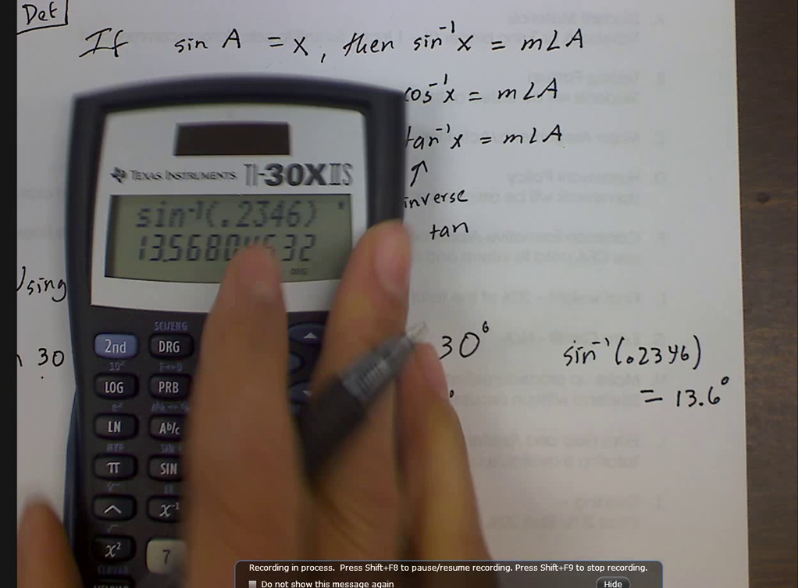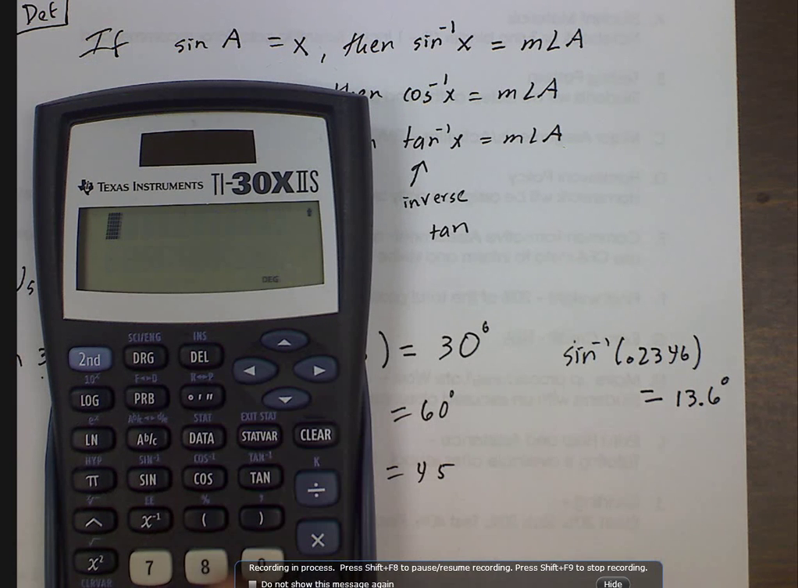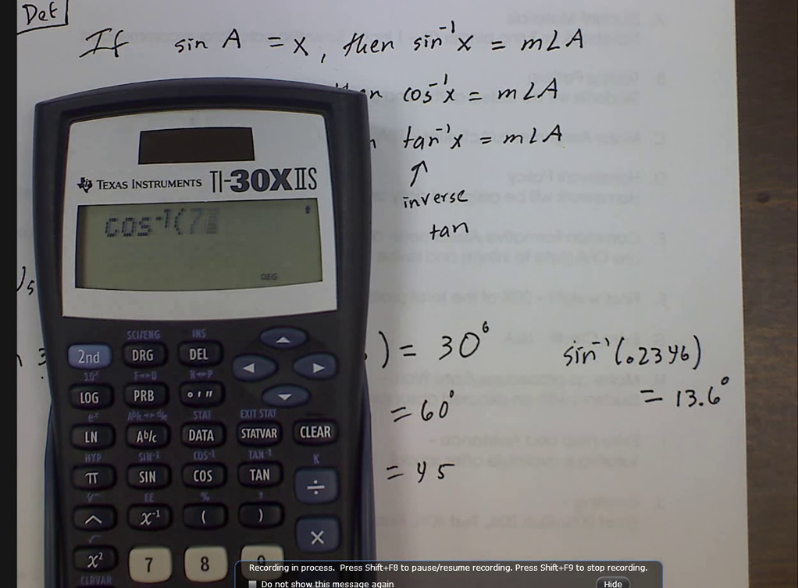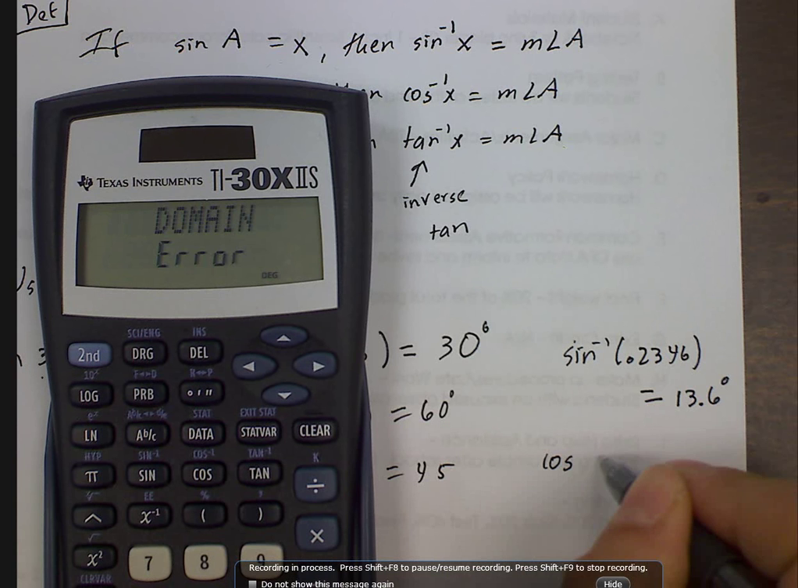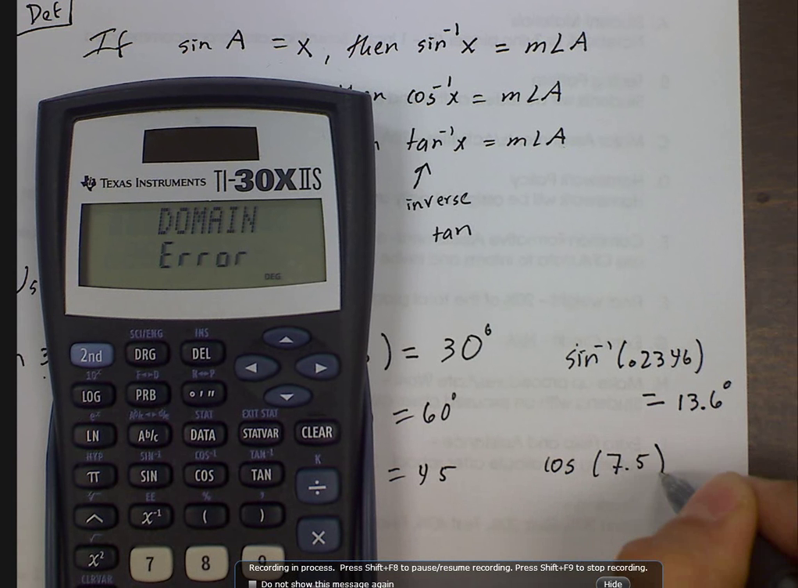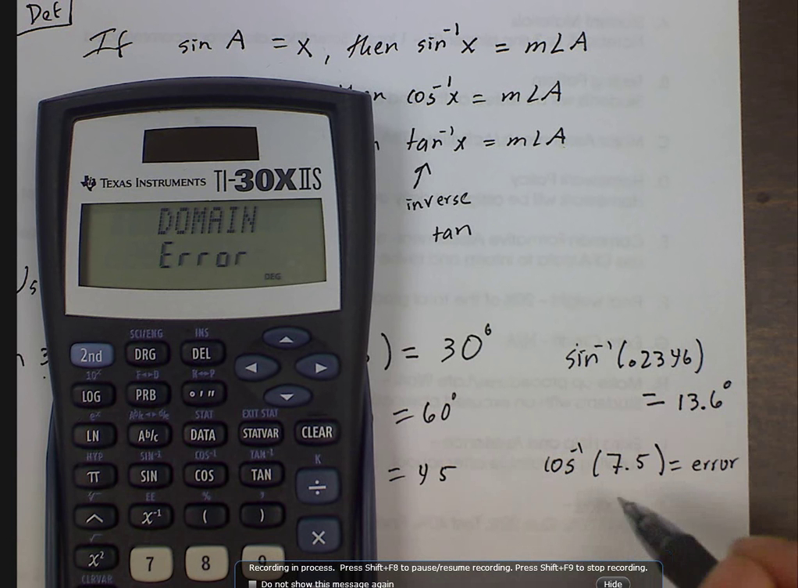Let's do one more time, and let's do second cosine of 7.5. Okay, what? So when you do this, cosine inverse of 7.5, you get an error. What does that mean? Well, in order to be able to get the cosine inverse, these values have to be less than 1, okay? And it has to do with the way we graph it. So I will show you, if we have time, how to graph cosine and sine, and it has to do with the domain of cosine inverse and sine inverse.